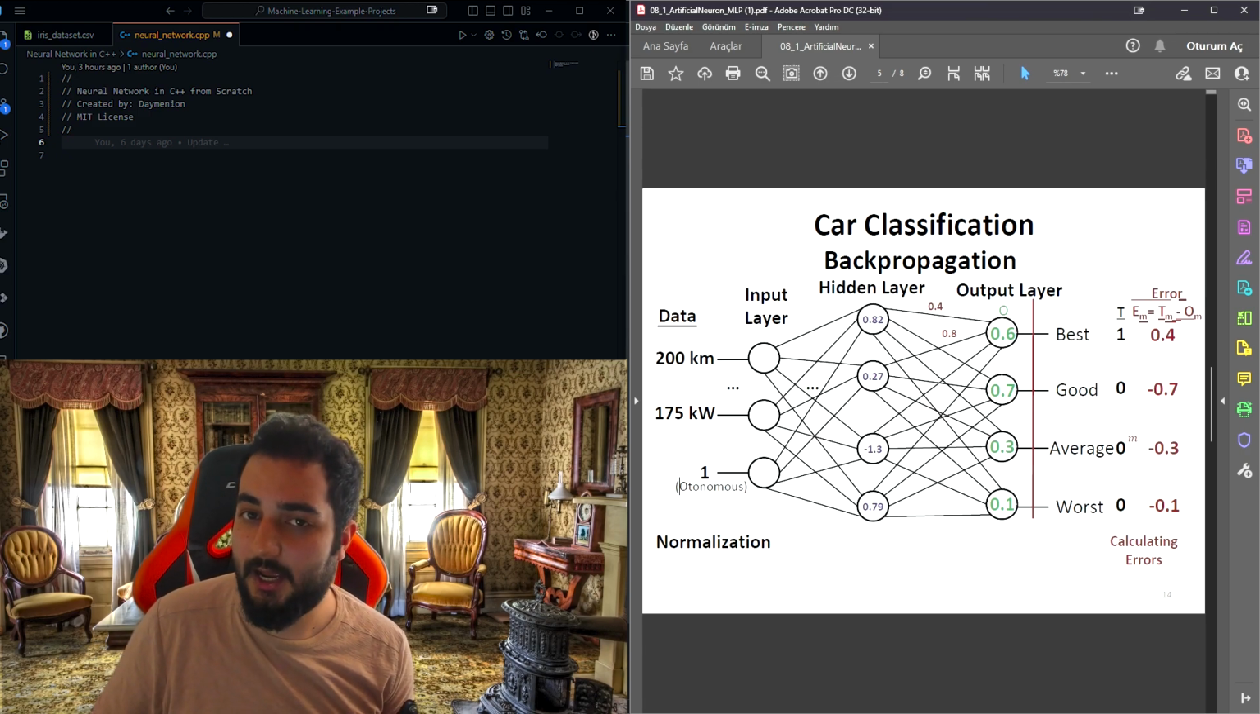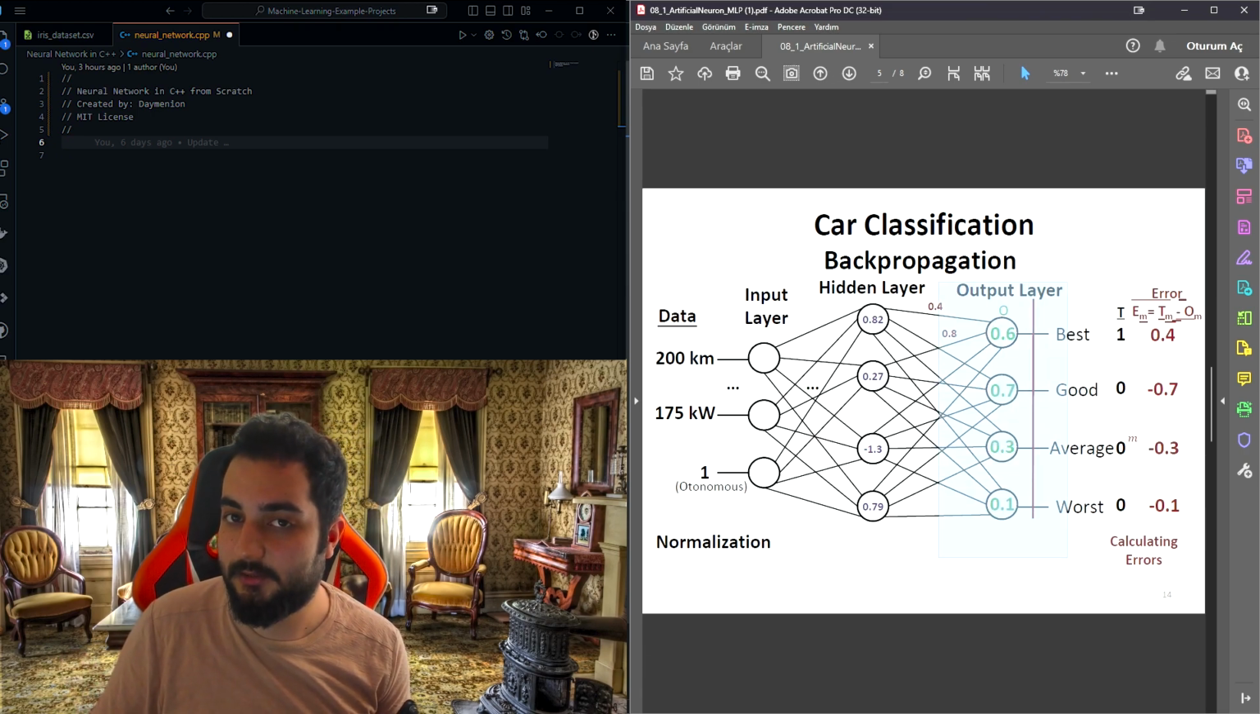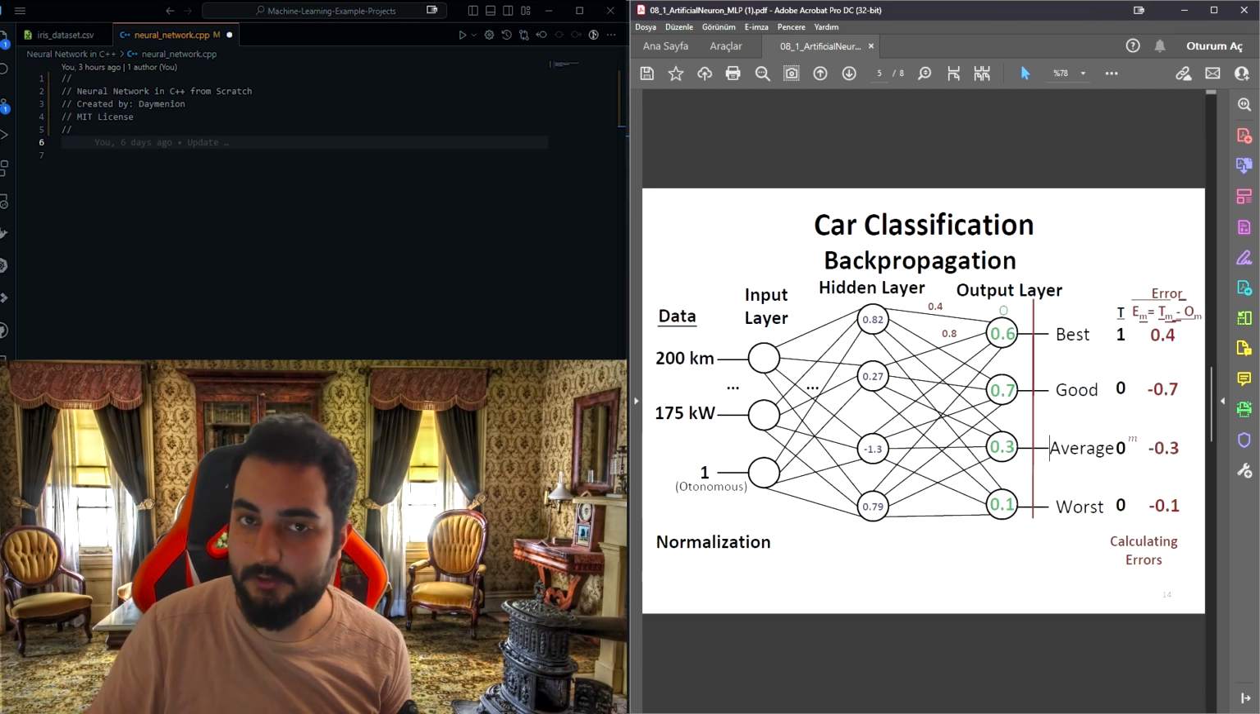And with this training, I get the output with the forward propagation. I get the output layer values, isn't it? So with this particular example data, I get the output layer such as 0.6, 0.7, 0.3, and 0.1. But the true output should be 1 for the best class, and 0 for the others. So the neural network didn't find the best solution for me. This is what we call error.